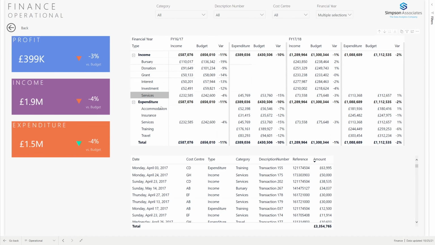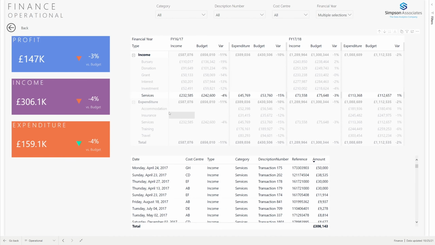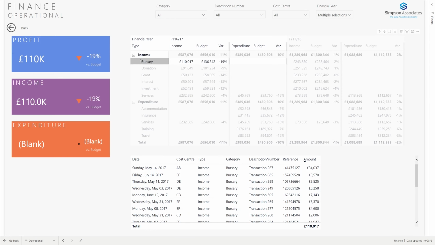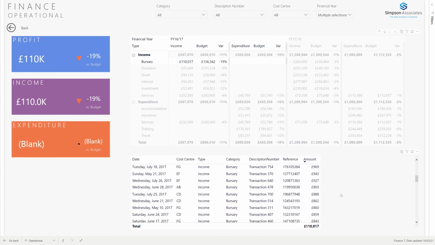And then what we can do is a user can select a particular category. And then at the bottom, we have a table with individual transactions. So if we spot that, I don't know, the bursary income was 19% below budget, we can look at the individual transactions, maybe work out why that was.